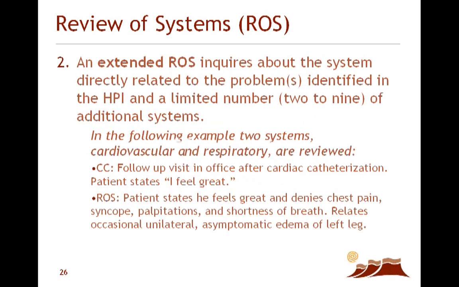In the extended one, this paragraph will give you a general guideline about it, but the example I would suggest is perhaps a little misleading, and I'll get there. In the extended review of systems, you're inquiring about the system directly related to the problem, and, big emphasis here, a limited number, 2 to 9, of additional symptoms.